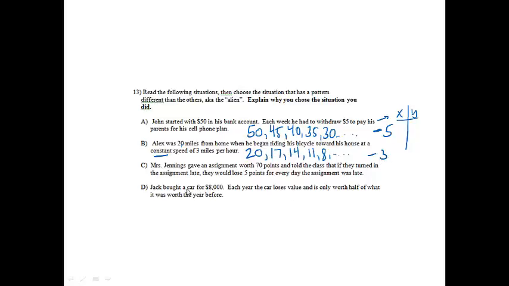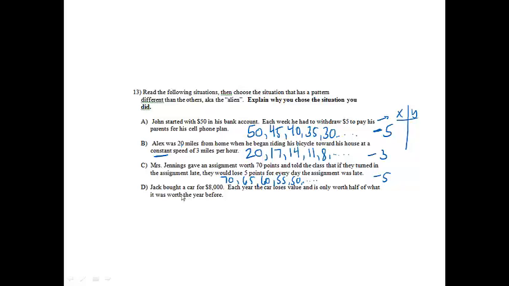Okay, next one, Mrs. Jennings gave an assignment worth 70 points and told the class that if they turned in the assignment late, they would lose 5 points for every day the assignment was late. So it's starting out at 70, but then it will drop down to 65, and then to 60, and then to 55, and then to 50, and keep going down. So on this one, again, I noticed that we're subtracting 5 every time.